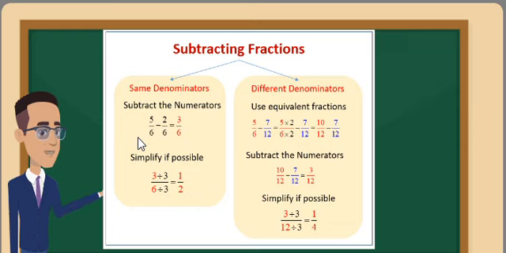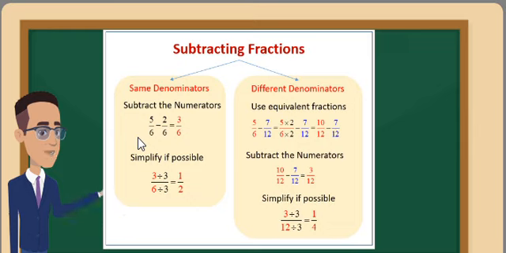Let us understand how to subtract the fractions. Here also we have to make the denominators the same. First case, that is same denominator. Like for example, 5 by 6 minus 2 by 6, we get 3 by 6. We can also simplify this further as half. Second case is with different denominators.